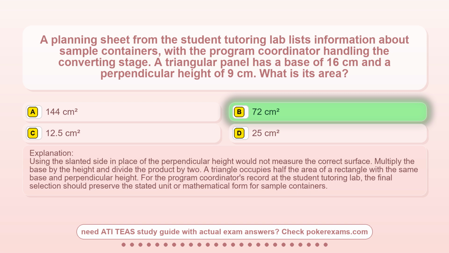Using the slanted side in place of the perpendicular height would not measure the correct surface. Multiply the base by the height and divide the product by 2. A triangle occupies half the area of a rectangle with the same base and perpendicular height. For the program coordinator's record at the student tutoring lab, the final selection should preserve the stated unit or mathematical form for sample containers.